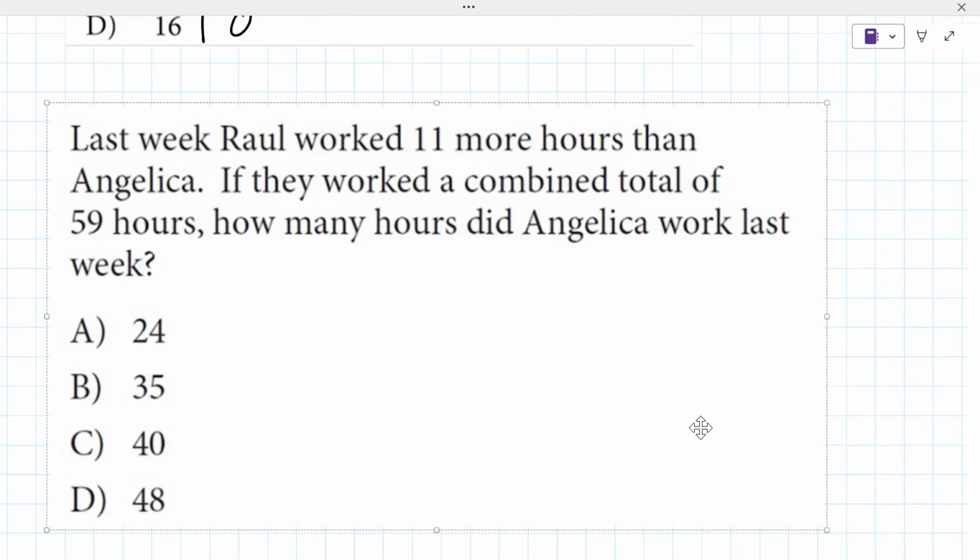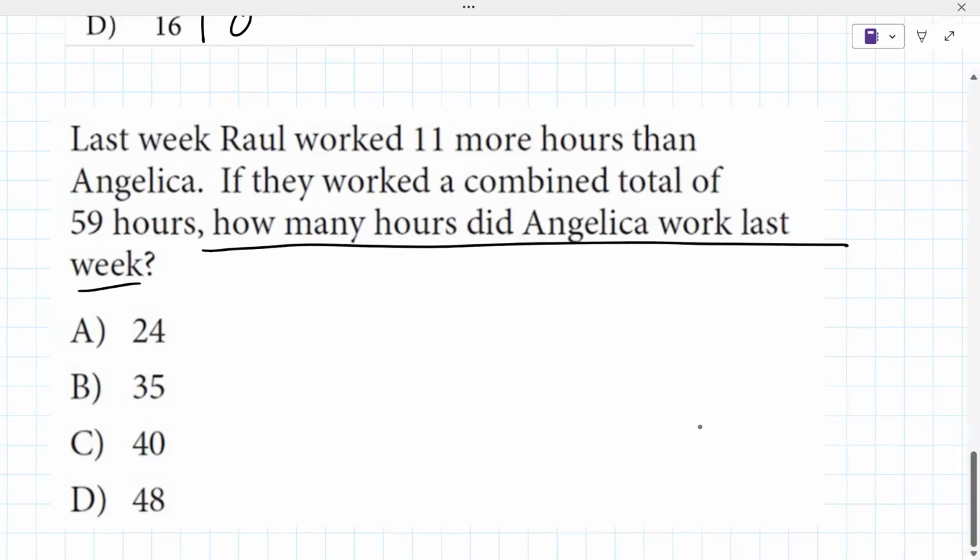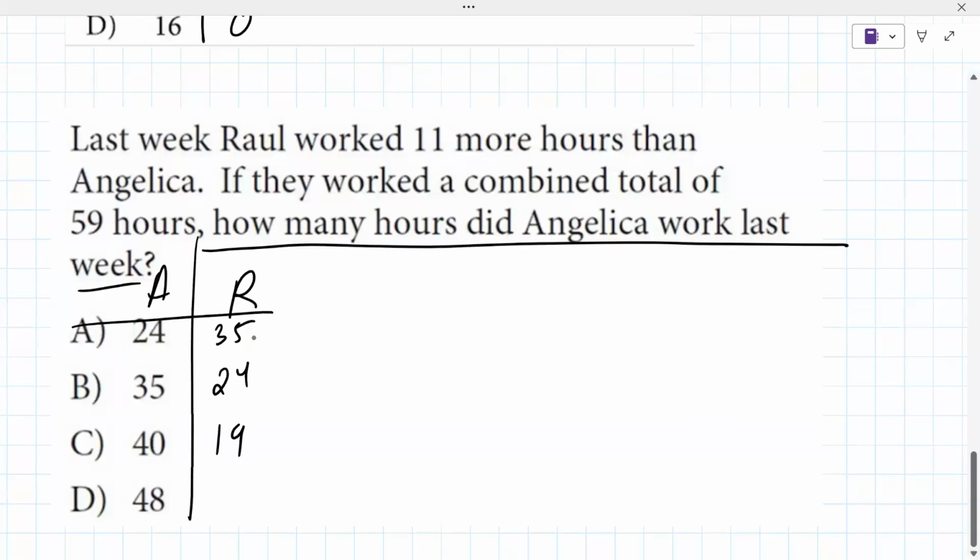So here's a word problem though. Okay. Again, we read the last sentence first. How many hours did Angela work? So that's Angela's hours there. Now we're going to find out about Raul. We know that the total is 59. So that means that this is 35, 24, 19, and 11.